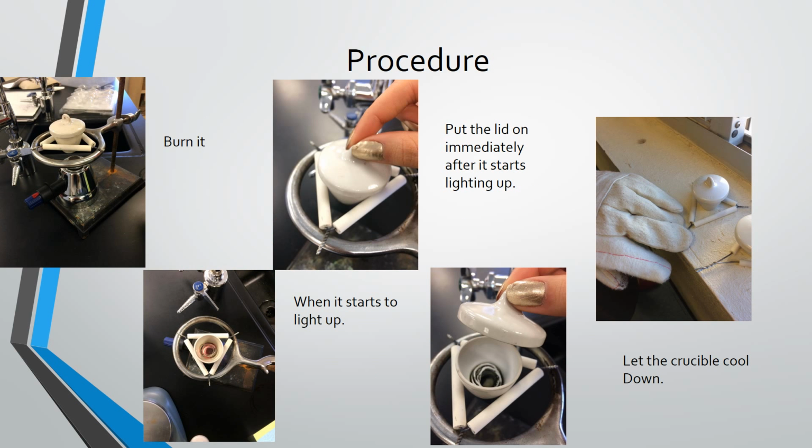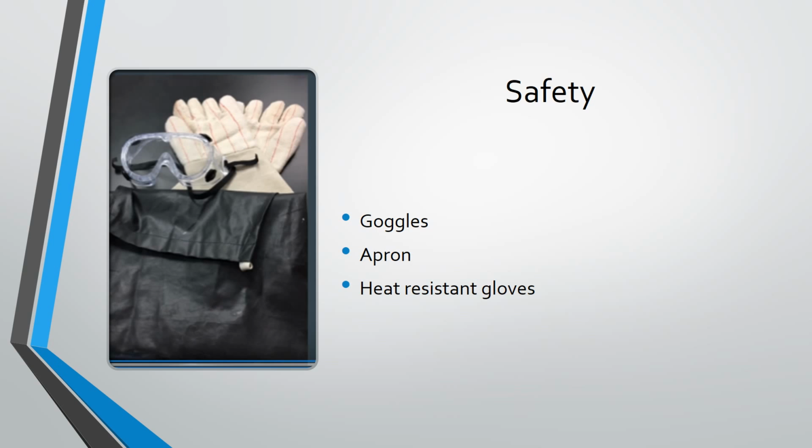These are some pictures I put in my procedure. First, we burn the crucible. Then, when we see the magnesium starting to light up, we cover it immediately with the lid. And then you can see how it was when it's burned. And in the last one, you can see how we're letting it cool down. Some safety equipment we used in this experiment were goggles, apron, and heat-resistant gloves.